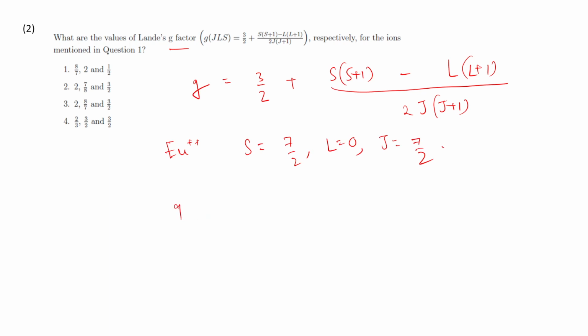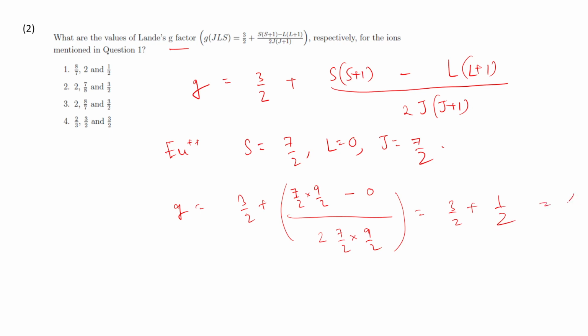Now G will be equal to 3 by 2 plus, you just put this. So 7 by 2 and 7 by 2 plus 1 is 9 by 2, minus 0 divided by 2. What is J? J is again 7 by 2 into 7 by 2 plus 1, which is 9 by 2. If you see here, it is nothing but 3 by 2 plus 1 by 2, and it is 4 by 2, and 4 by 2 is nothing but 2. So Landé G factor for the first ion is 2.